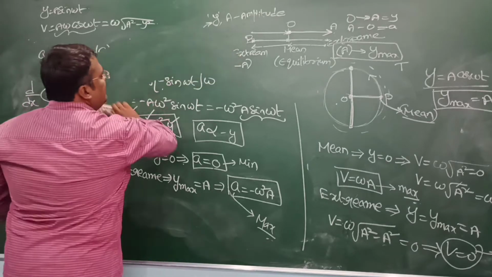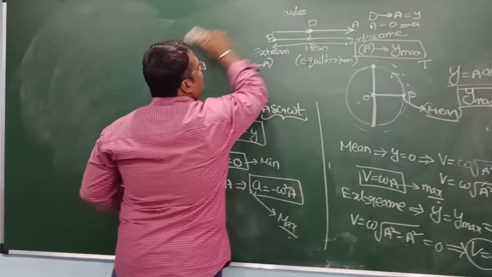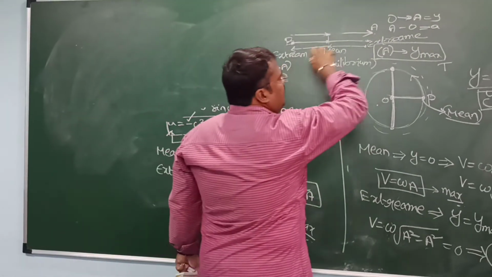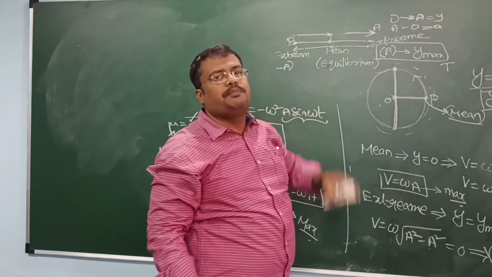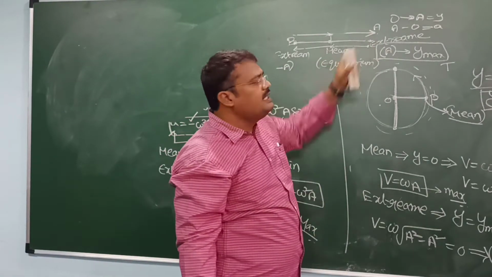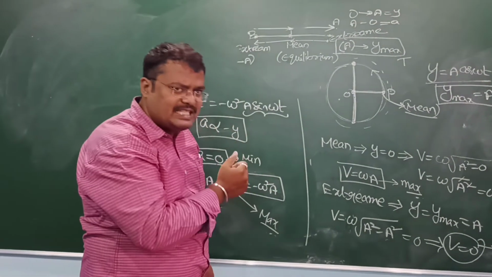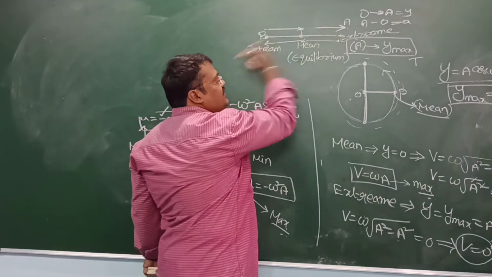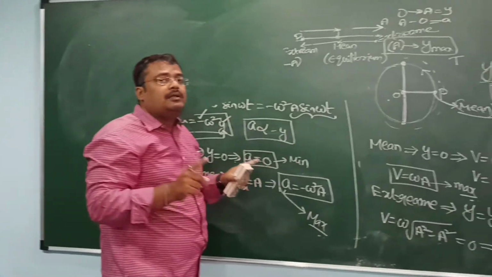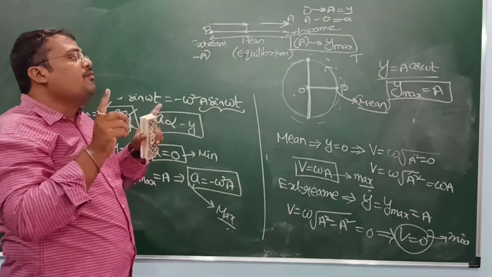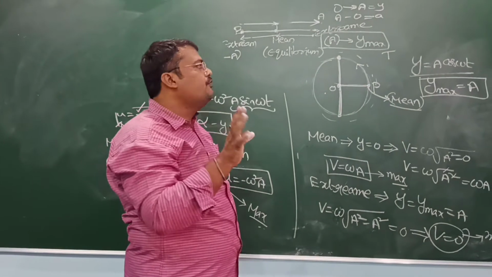And the next one I am trying to explain. What is the reason the particle takes the reverse direction when it reaches the extreme position? When the particle reaches the extreme position, at that point the acceleration will be maximum. Acceleration always acts towards the mean position. This means the particle requires some force, and that force is nothing but the restoring force.